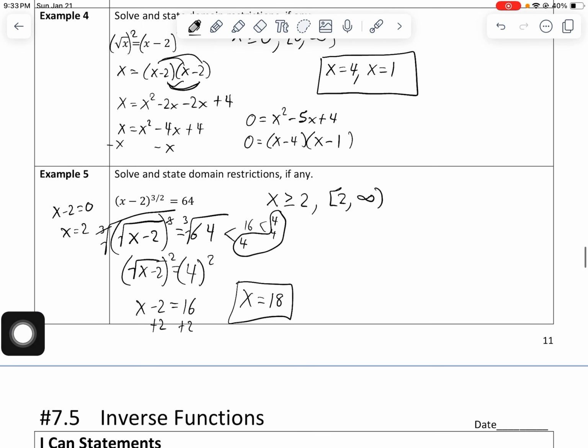Eventually, we are going to run into some examples where we have restricted answers, and we'll talk about what to do in those situations.